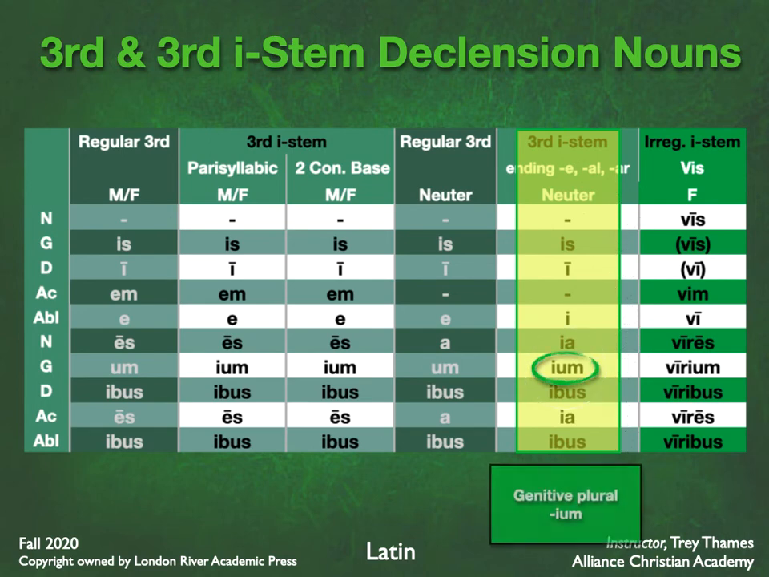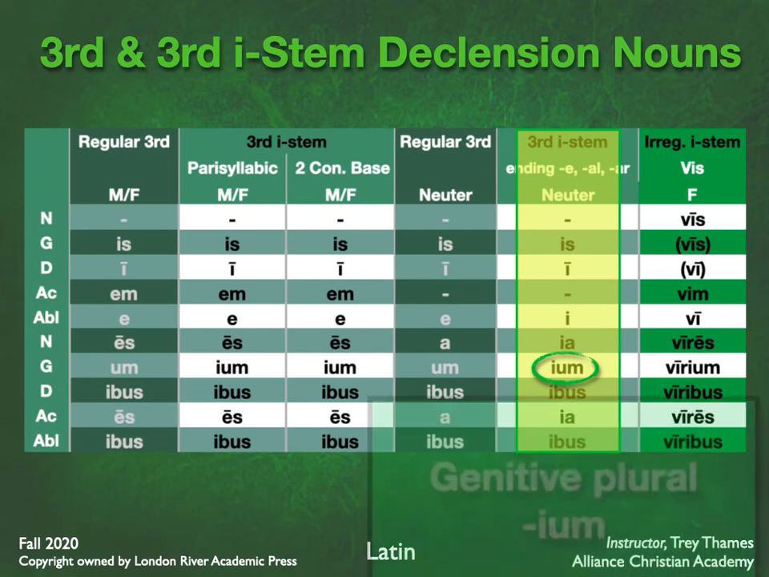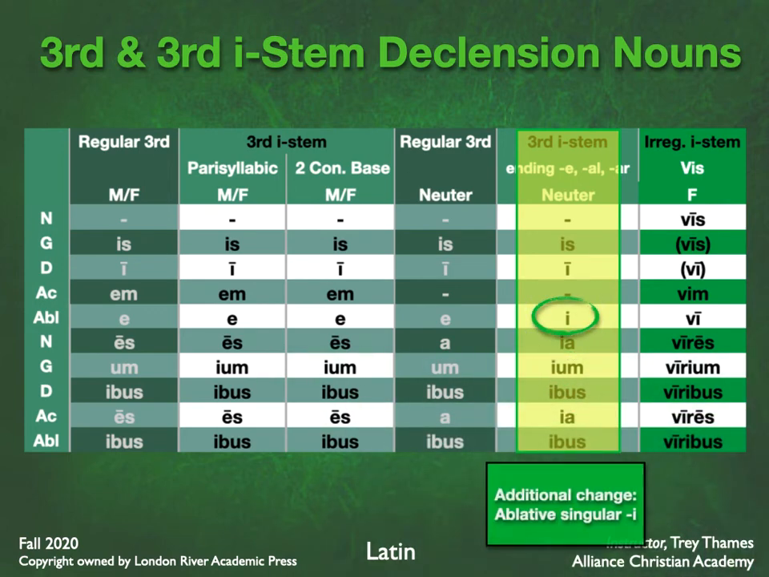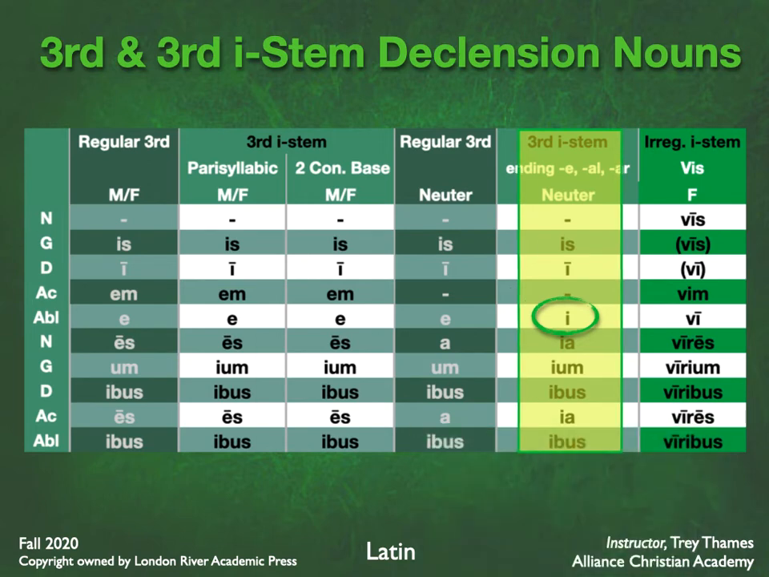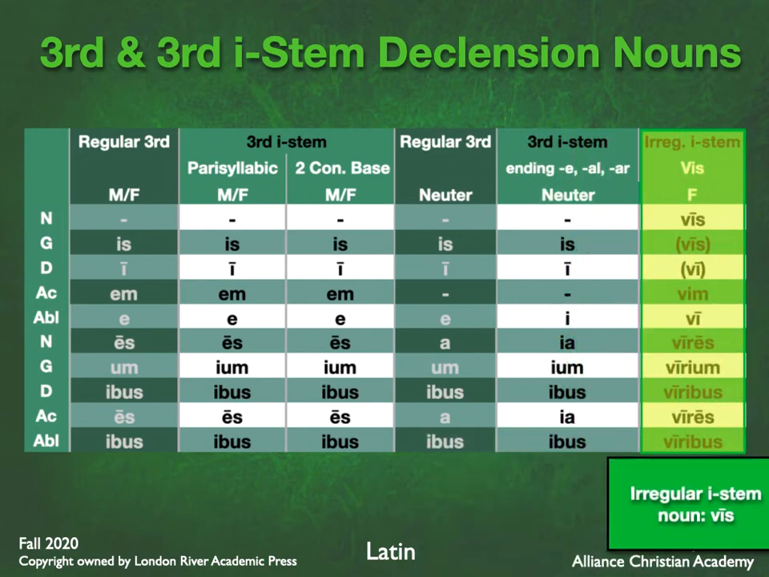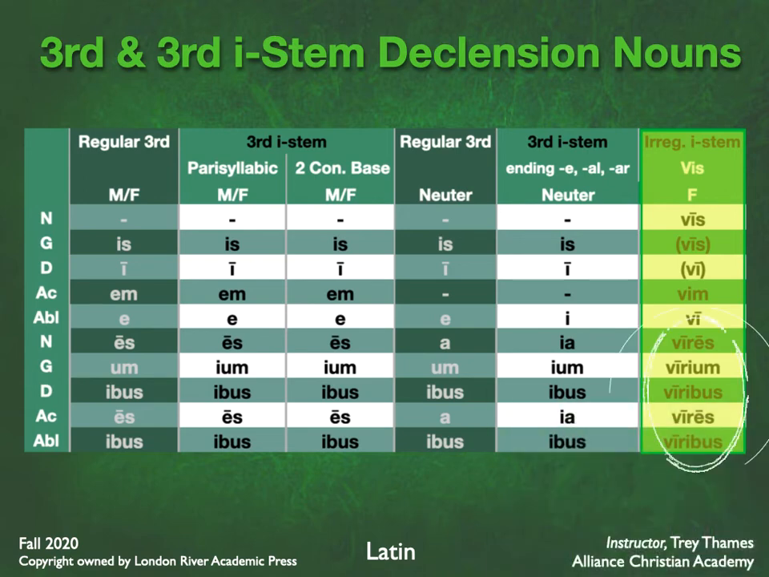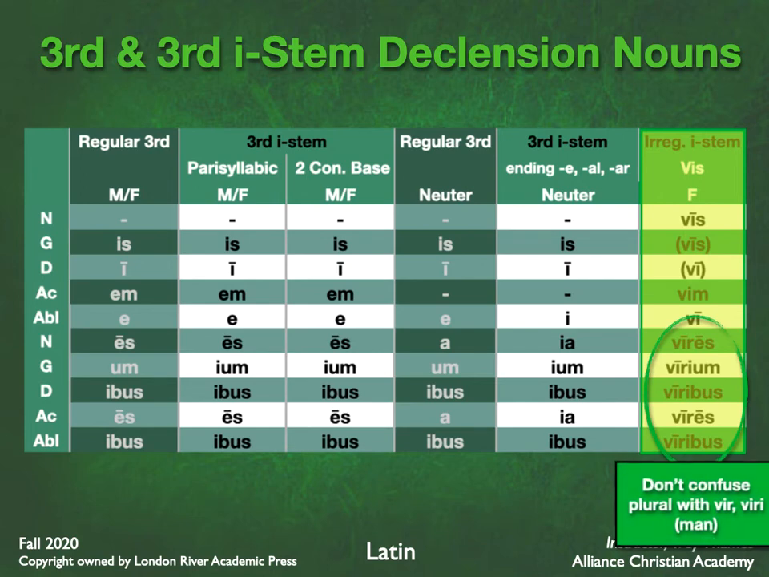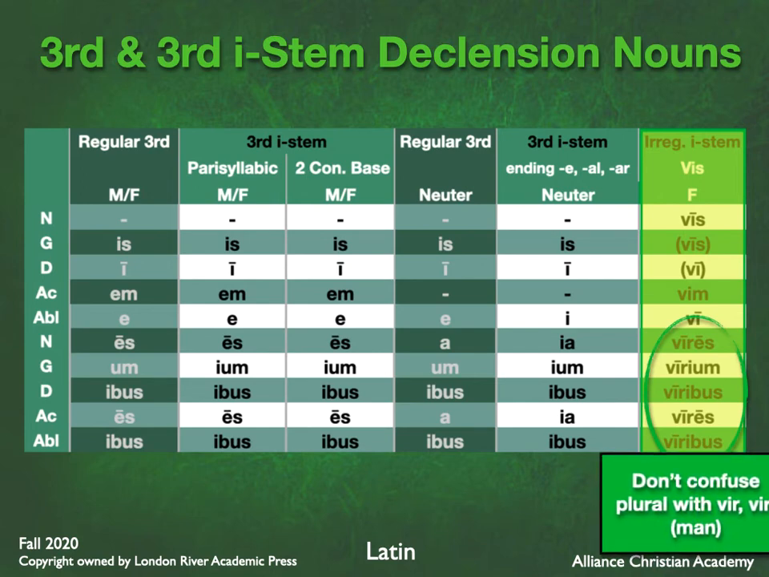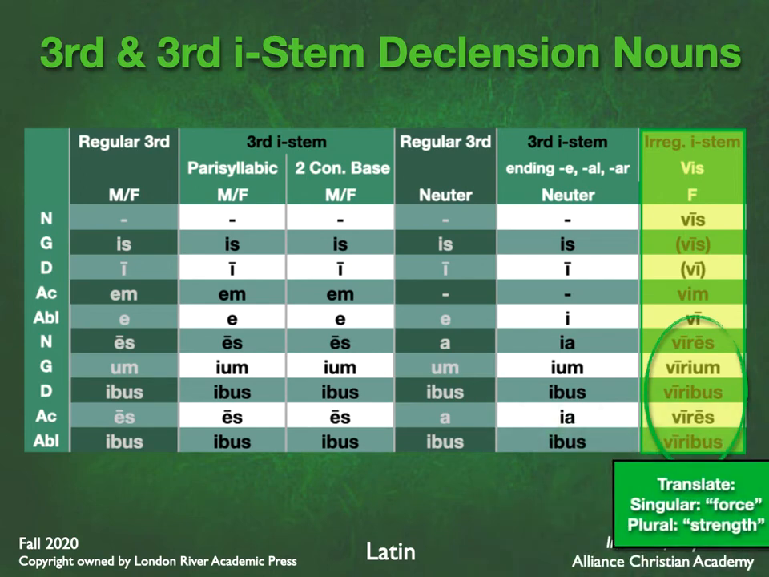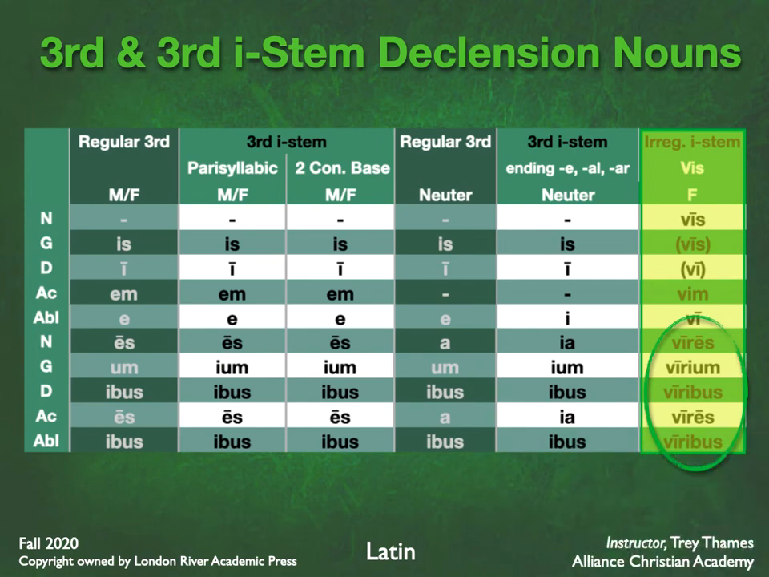All right. So if you had any problem, ium for the genitive plural. And then, of course, you had the irregular I stem word vis. Oops, I'm skipping something here. The only additional change is the ablative singular, which is also an i. And there's the irregular vis. You just need to memorize that form. It's pretty complex. Don't confuse that word with vir, which means man. All right. So this was a lesson you learned last year. If you have any problems with it, go back and work on it.